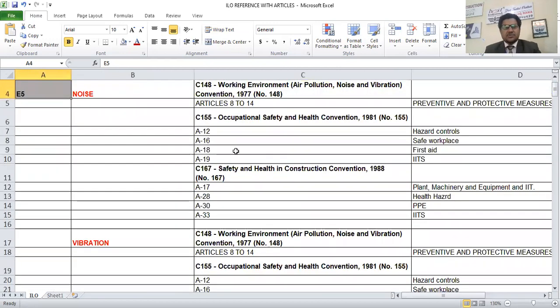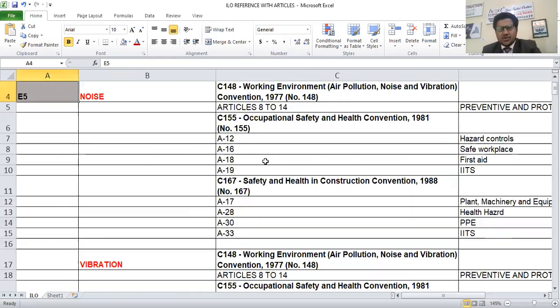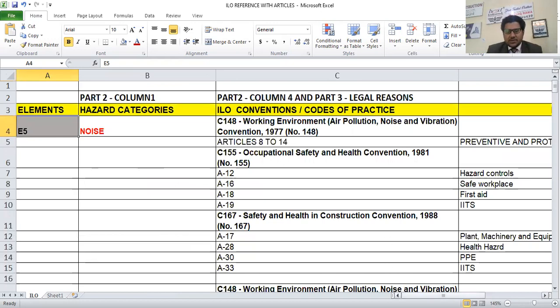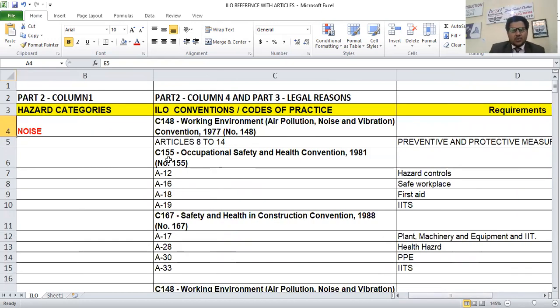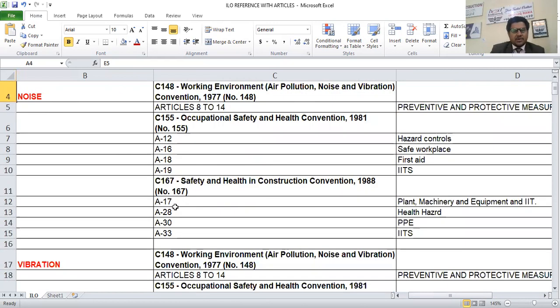C155, Occupational Safety and Health Convention 1981, with articles 12, 16, 18, and 19, is all about noise actually. C167 is the Safety and Health in Construction Convention 1988. That means articles 17, 28, 30, and 33, which is also talking about noise.